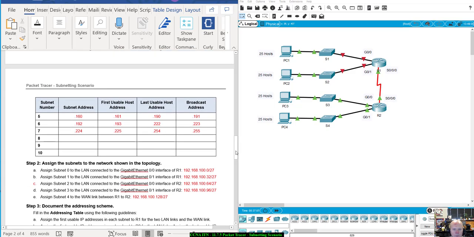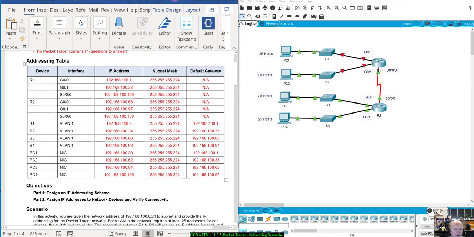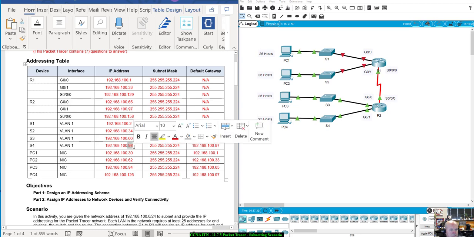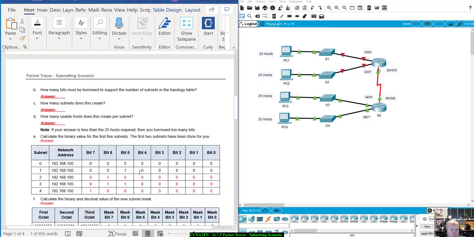Okay, so let's go back up here. I filled in everything. Notice the first usable address for the interfaces for each subnet. Same thing over here, and the switches get the second usable address. This and this correspond, this and this correspond. Looking down here, 97 and 98, and so on. All those should be good.